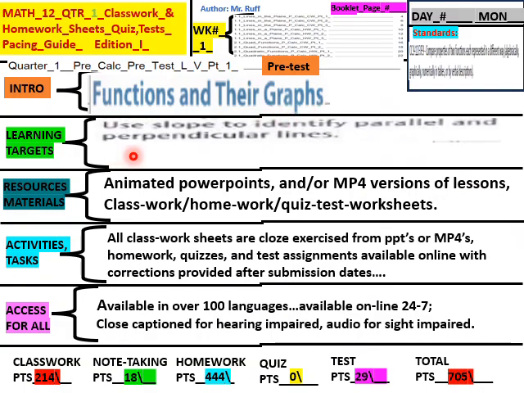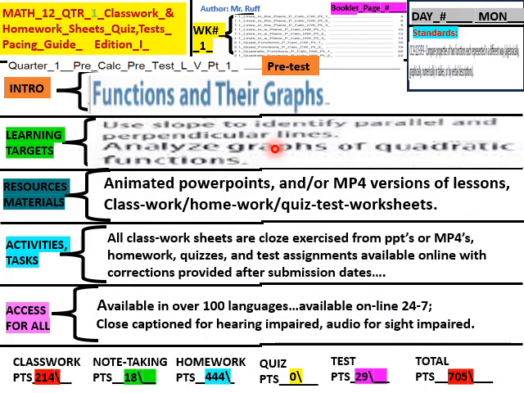And then the learning targets are: use slope to identify parallel and perpendicular lines, that would be from the algebraic representation, and then analyze graphs of quadratic functions. So we're going to do that here for week 1 of Math 12. And then our resources and materials: animated PowerPoints and/or MP4 versions of all lessons, classwork, homework, quiz, test, worksheets. So your lessons are going to be in animated PowerPoints and video, and you can access those 24/7.